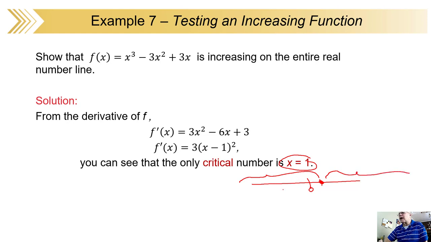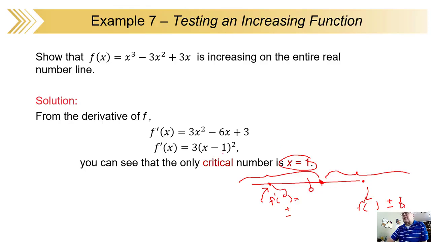Pick your favorite number back here, whatever that number is. Put that number into the derivative and see whether you get a positive or a negative number. Take some other number out here. Put that into your derivative. You get a positive or negative. That's going to tell you whether it's increasing or decreasing. It's as simple as that.